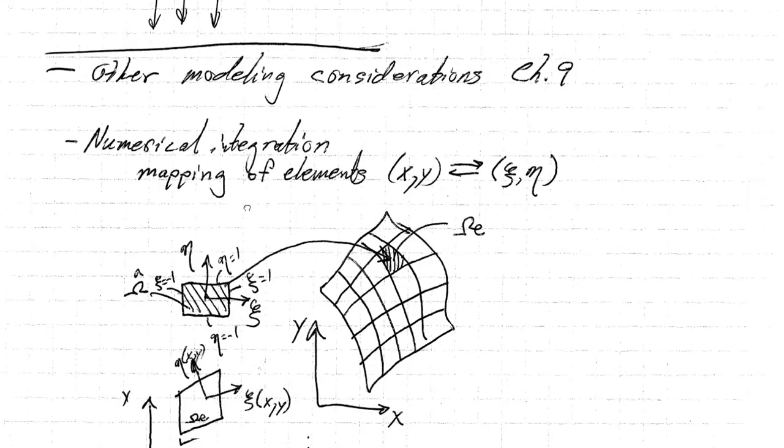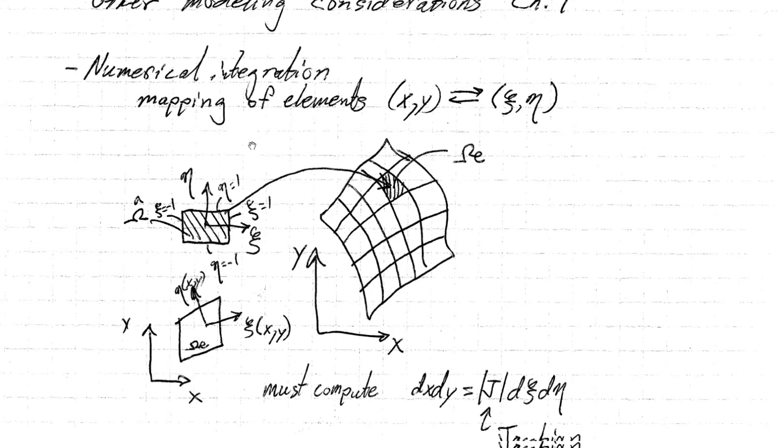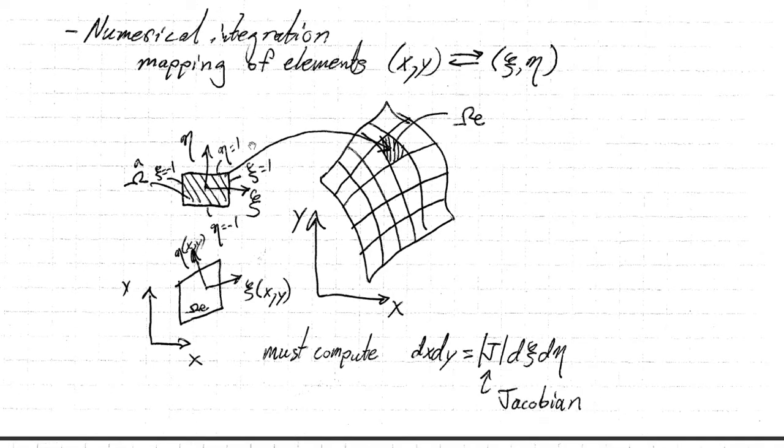So, if you look in Chapter 9 of Reddy's book, they talk about other modeling considerations, and this is mainly an introduction. I'll give an example or two later on in the next video, but first to introduce this concept of going from a global xy coordinate to this local z eta coordinate.